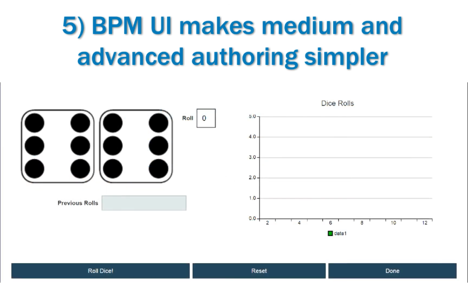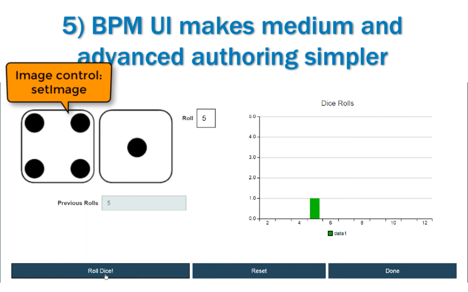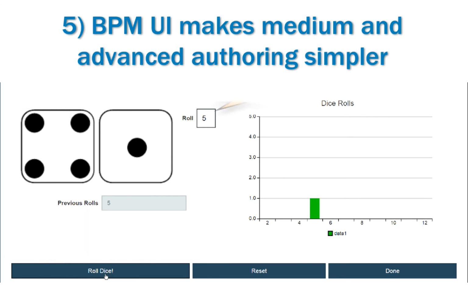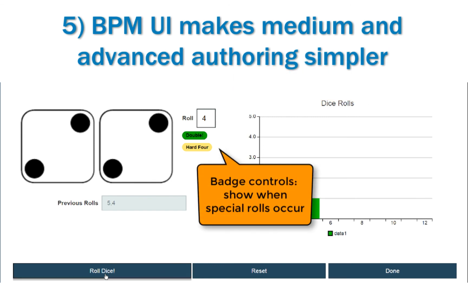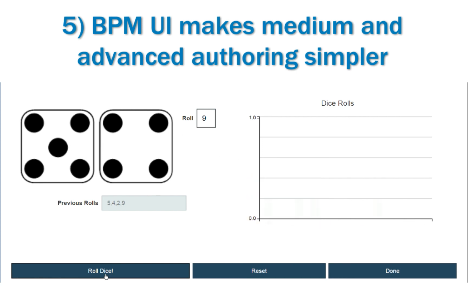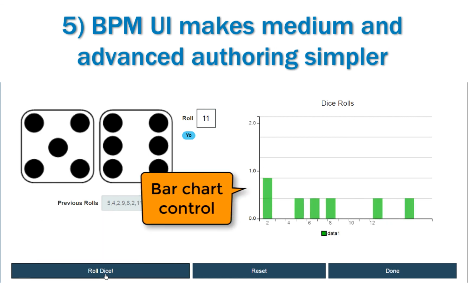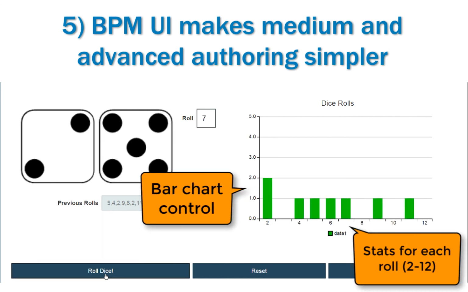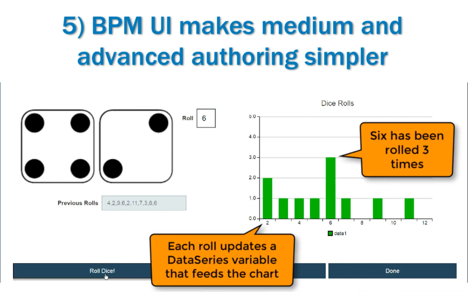Here's a more advanced example. I built a little dice game. When you press the roll dice button, it's going to generate 2 random numbers and update the images for the dice. In the roll field, you'll see the total of the 2 rolls, and if it's a special roll, like a double, you'll see that highlighted as a badge. It keeps a track of the previous rolls. On the right-hand side, a chart is dynamically displaying how many of each roll has occurred.